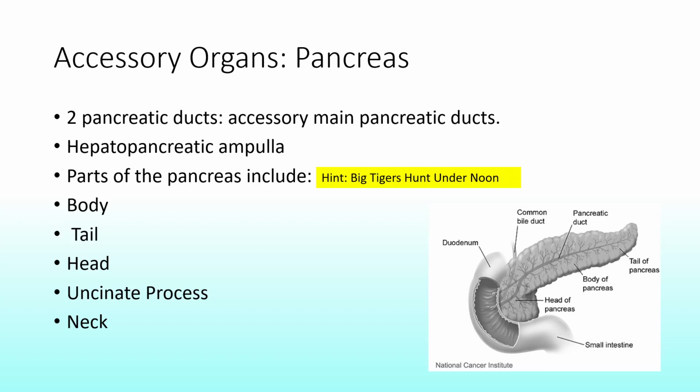We have the body and the tail. Okay, those are supplied by the splenic artery, as well as the head of the pancreas, which is supplied by the anterior superior pancreaticoduodenal and posterior superior pancreaticoduodenal arteries, and the anterior inferior pancreaticoduodenal and posterior inferior pancreaticoduodenal arteries as well. So a hint: big tigers hunt under noon. Okay, we have the uncinate process as well as the neck.